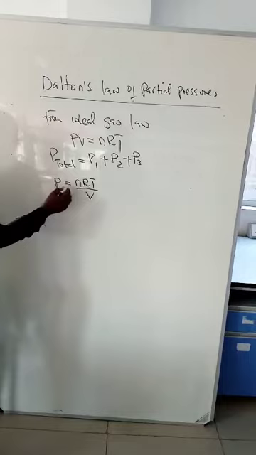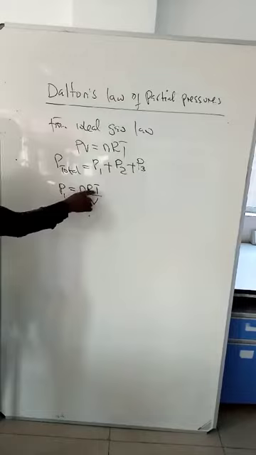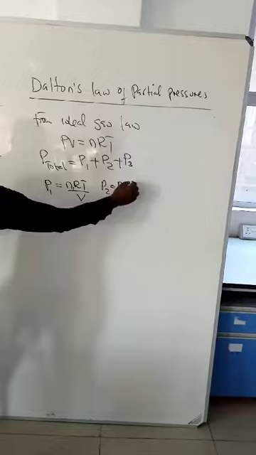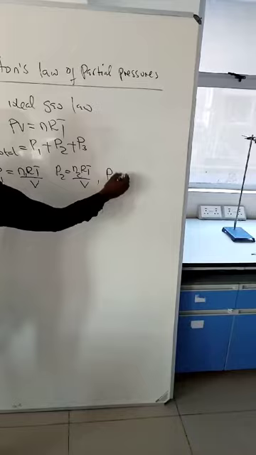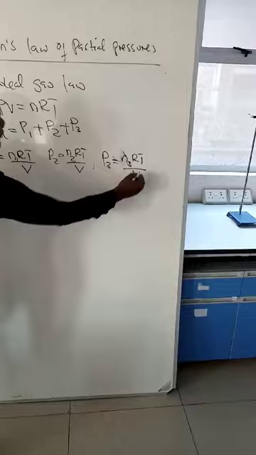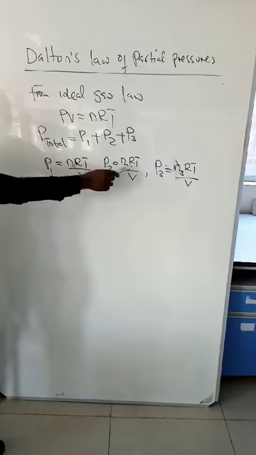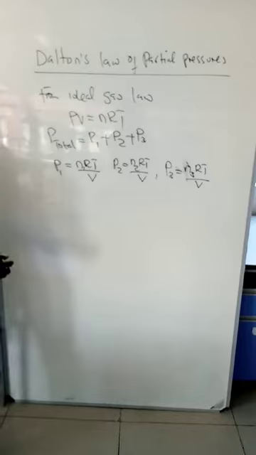In this case, we can say P1 is equal to N1 RT over V. Then P2 is equal to N2 RT over V. Then P3 is equal to N3 RT over V. So you can see clearly here that RT over V is constant. What is simply changing is the number of moles. So now we can rearrange the equation.